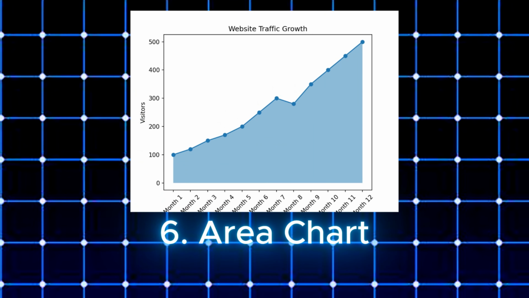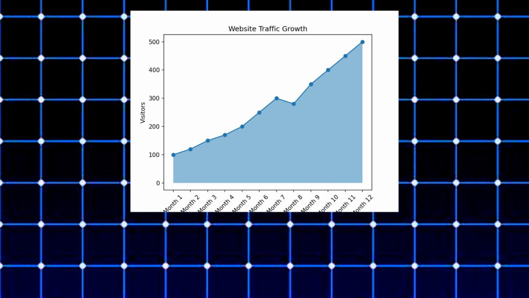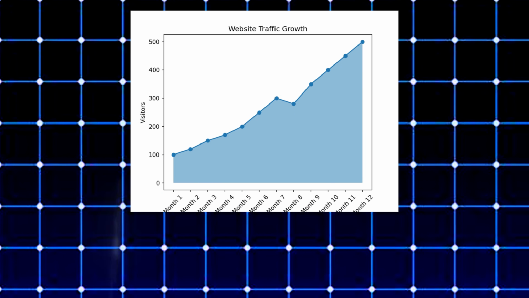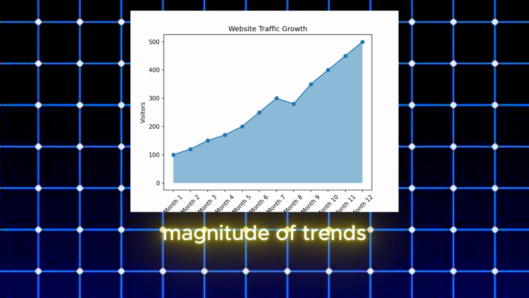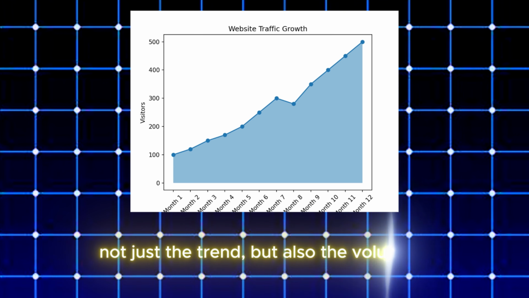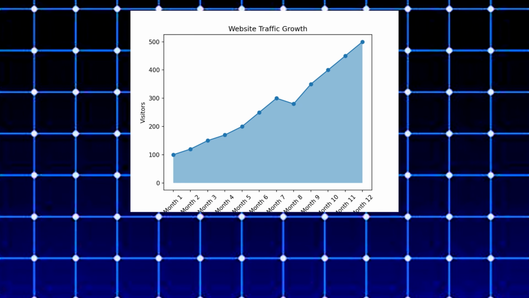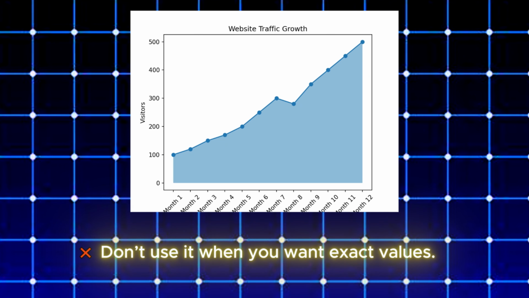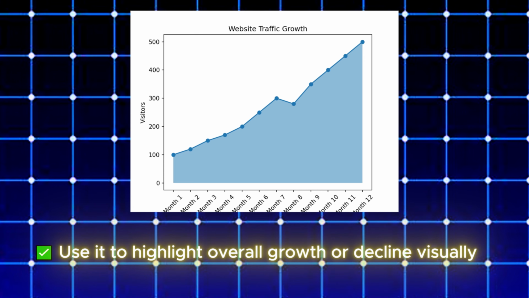Area chart. An area chart is like a line chart, but the area under the line is filled. Best for showing magnitude of trend. Example, website traffic growth month by month. An area chart shows not just the trend but also the volume. Don't use it when you want exact values. Use it to highlight overall growth or decline visually.